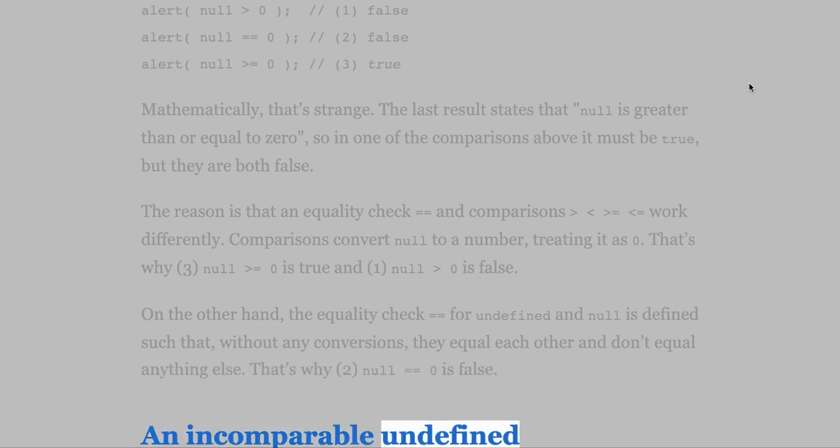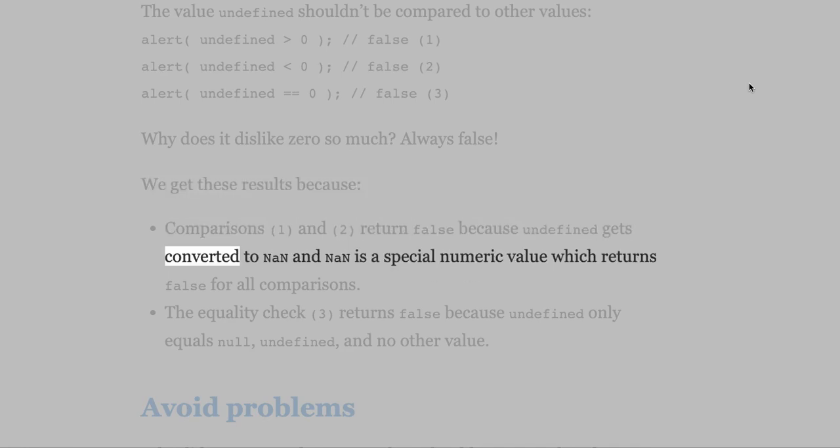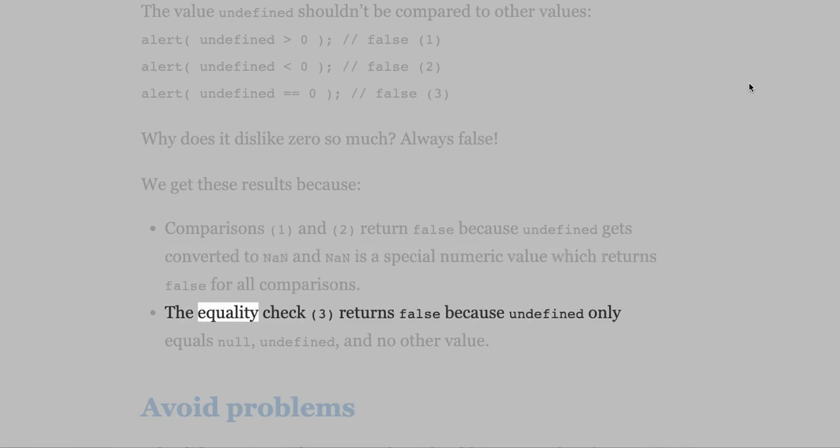An incomparable undefined. The value undefined shouldn't be compared to other values. alert(undefined > 0) is false, alert(undefined < 0) is false, alert(undefined == 0) is false. Why does it dislike 0 so much, always false? We get these results because comparisons 1 and 2 return false because undefined gets converted to NaN, and NaN is a special numeric value which returns false for all comparisons. The equality check 3 returns false because undefined only equals null and undefined, and no other value.